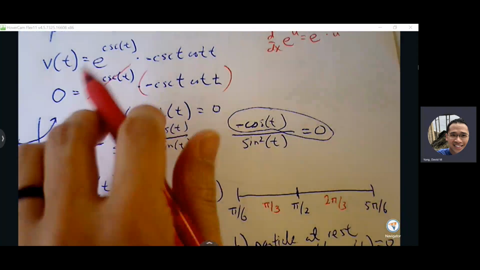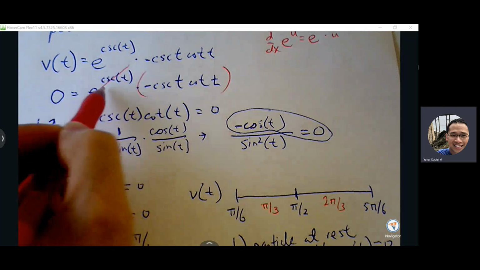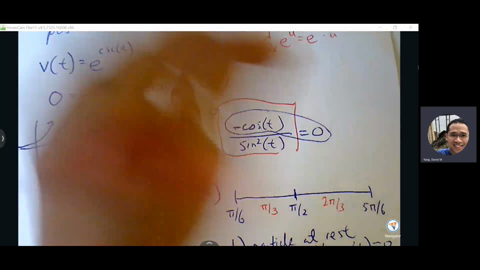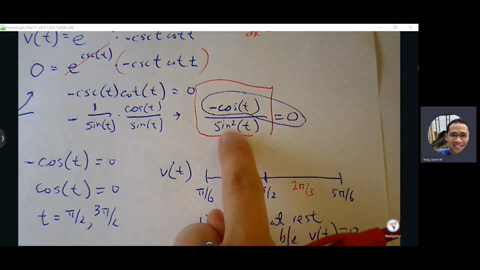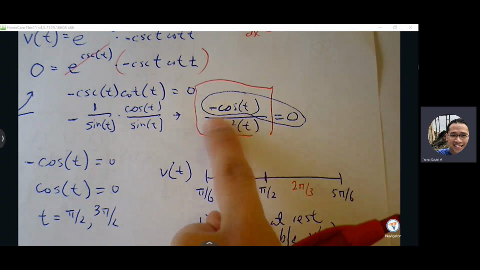Technically, I should be plugging it into the original velocity function, but I know that this e is just going to be positive, nothing there. And I rearranged this to be this. So I'm just going to plug into this. But what's nice about the denominator? It's always positive. So we just ignore the denominator.